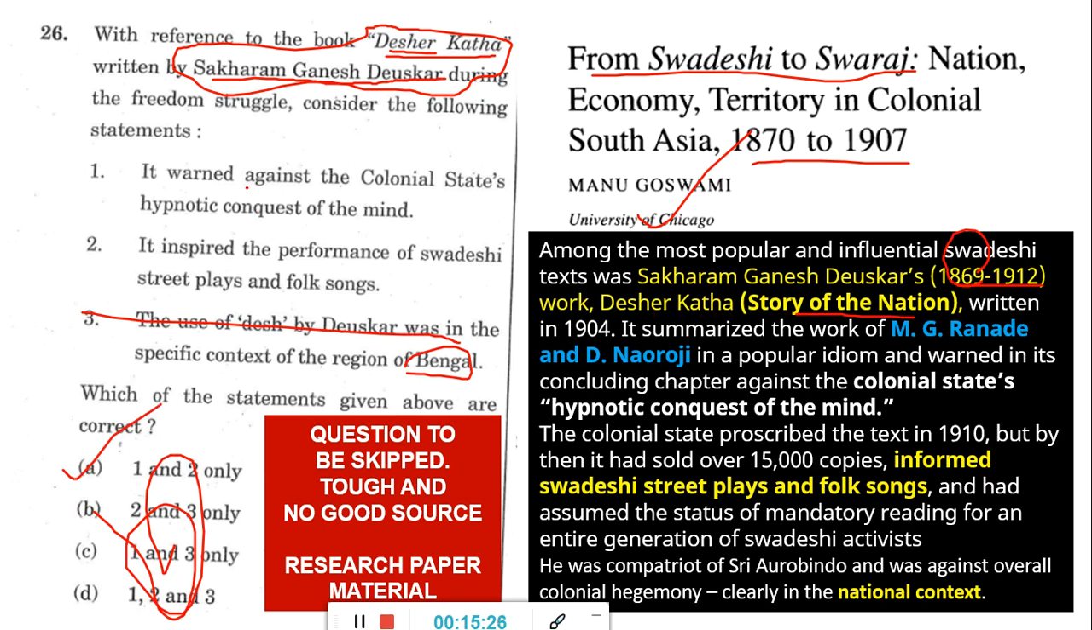These are true. It warned against the colonial state's hypnotic conquest of the minds, and it inspired Swadeshi street plays and folk songs. So it's in a research paper that I got when I searched. Maybe in some textbook it will be there, but in the standard textbook which we tell you to study, it won't be there. So as of now, just learn this by heart, and this person's timeline is important. He's a contemporary of all the people like Mahatma Gandhi, Aurobindo Ghosh, all these people. Everything is told in a national context. So learn this name and book by heart.